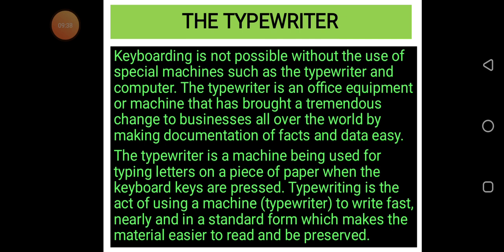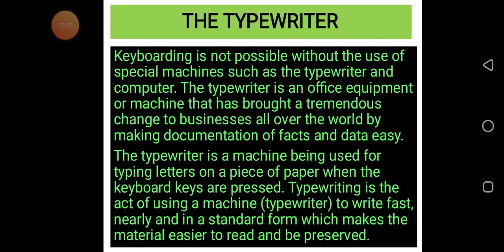So we say that the typewriter, okay, is an office equipment or machine. But we say that typewriting is the act, okay, that's the process of using the machine, is what we call typewriting. So there are two different things. The typewriter is an office equipment or machine, and the typewriting is the act or process of using that machine, okay, to write fast, neatly, and in standard form, which makes the material easier to read and be preserved.